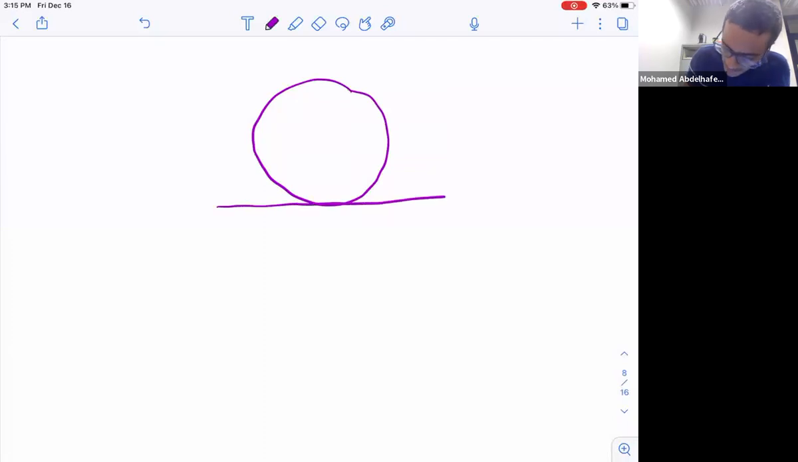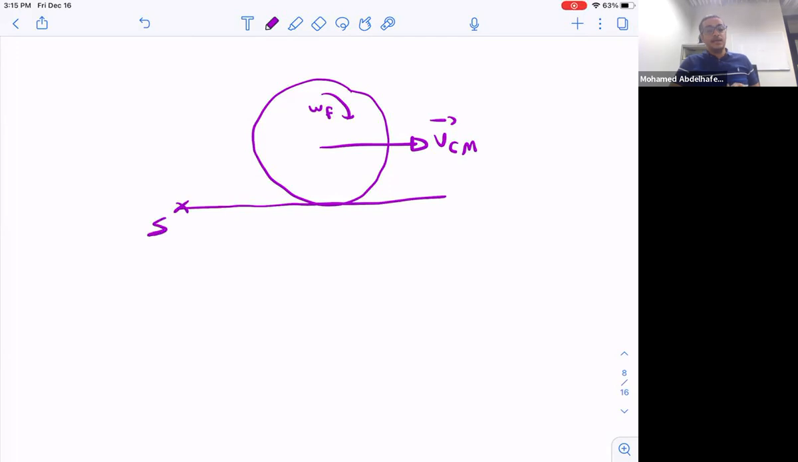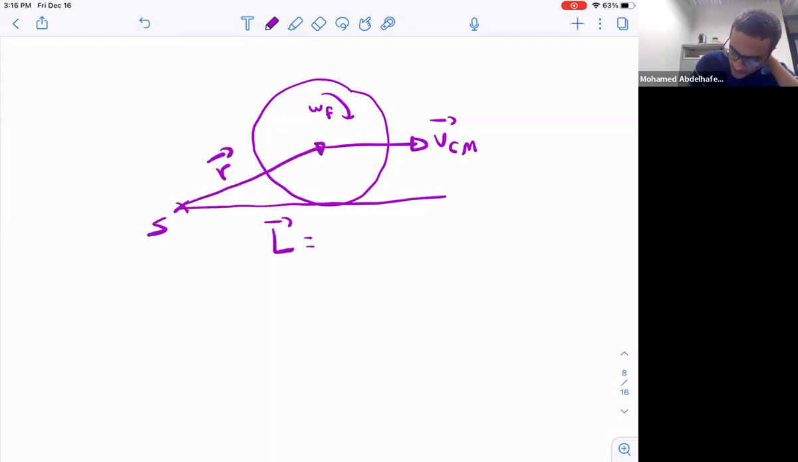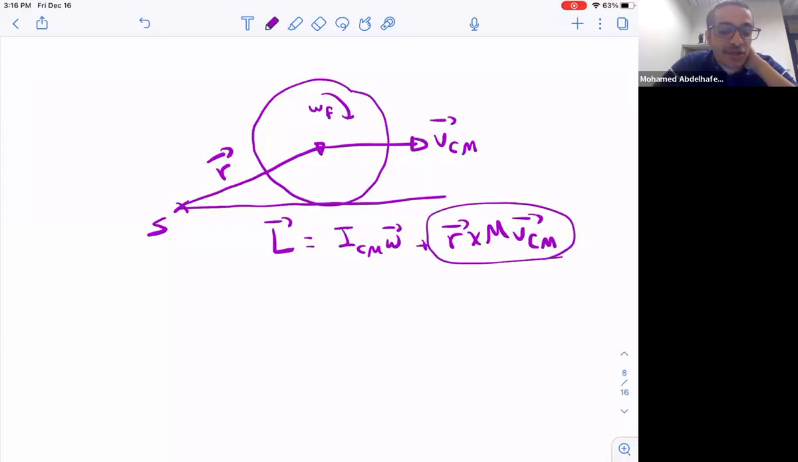So the mathematical way of doing this is like this. There's V_CM, and there's omega final, and the point S is right here. If you want to do this purely mathematically with a cross product, you will say the following. There is a vector R coming from the point S to the center of mass. The angular momentum is I omega, so that's one term. The second term is R cross M V_CM. That's the translational type of angular momentum. So the MVR I wrote there is coming from here. If you want to do it mathematically, you do this cross product.